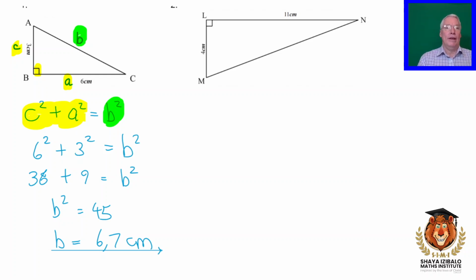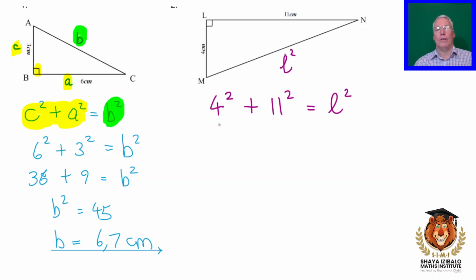Let's have a look at this next one. The two sides that make the right angle, 4 squared plus 11 squared, that'll equal the side opposite the right angle. Now we can call this little l squared. So now we're going to solve for this. This is 16, this is 121. So little l squared is actually 16 plus 121, it's 137.